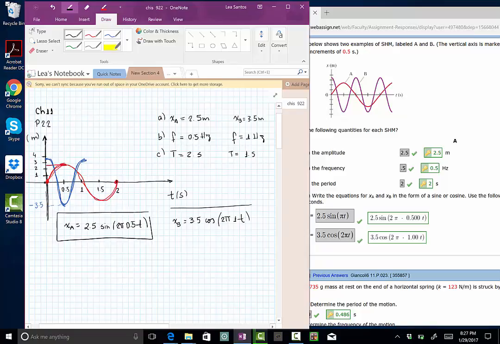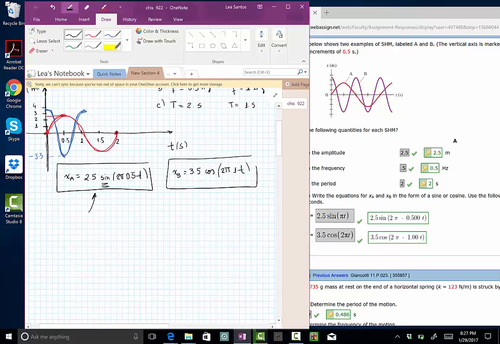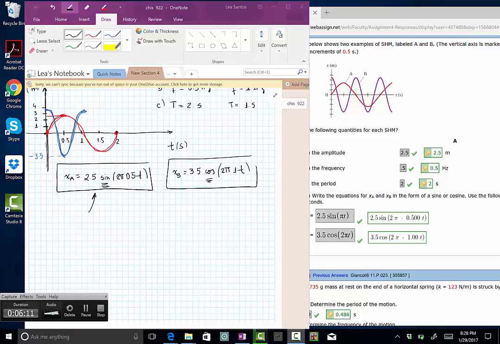Okay? So, let me repeat here. In problem A, at time 0, the displacement, the position, is just 0. I know the sine of 0 is 0, so that's why we use sine here, right? For the other curve, curve B, at time 0, we were at maximum amplitude. We know that the cosine of 0 is 1, so this is why we use cosine here. And that's the end of the problem.